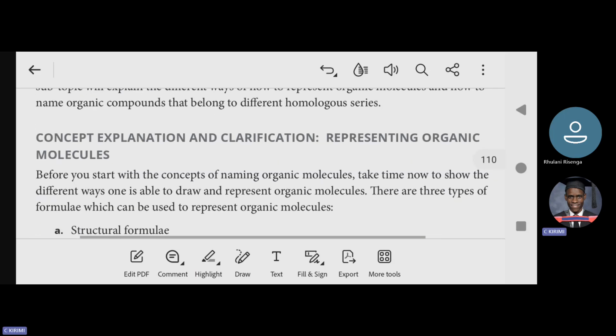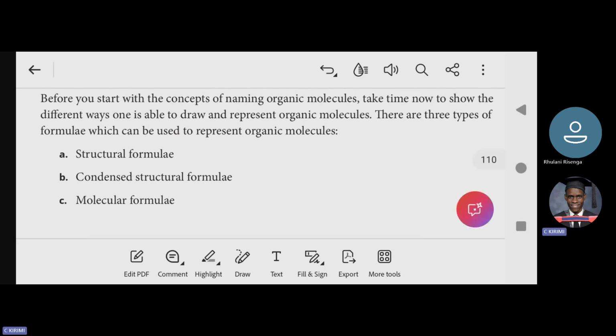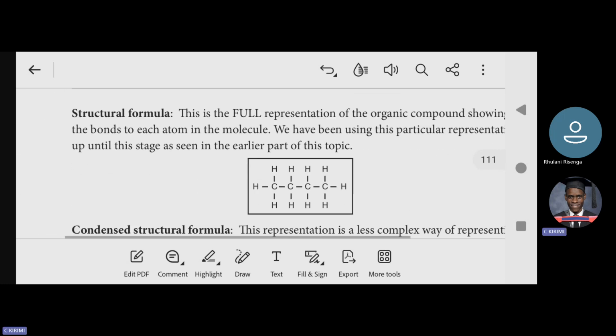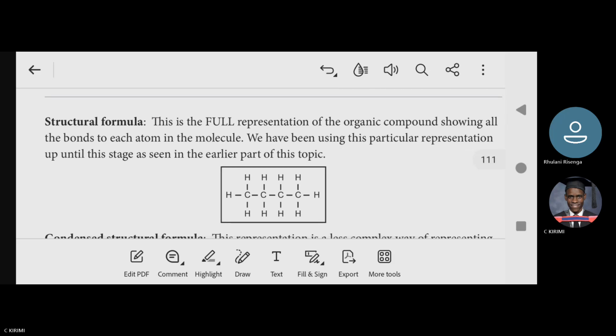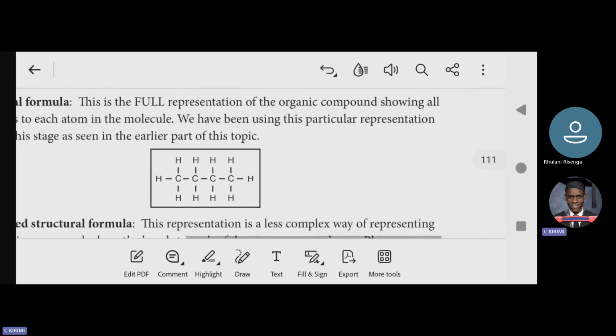Then we go to the IUPAC naming, the structural formula, then the condensed structural formula, then the molecular formula. So that's what we'll be doing. What is the name of this organic compound? Butene or butane? Butane, because of 4 carbons.